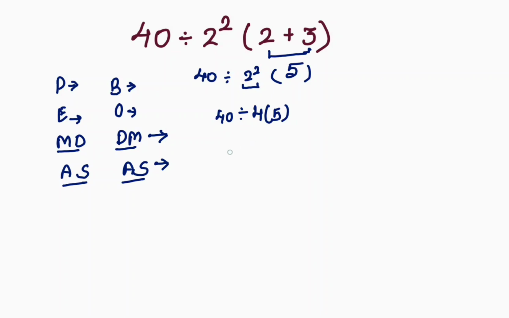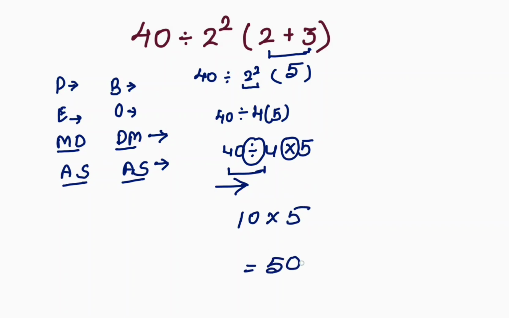This 4 and 5 is nothing but 4 multiplied by 5. With both division and multiplication, start from left to right. First solve 40 divided by 4, that is 10, multiplied by 5. That means your correct solution will be 50.